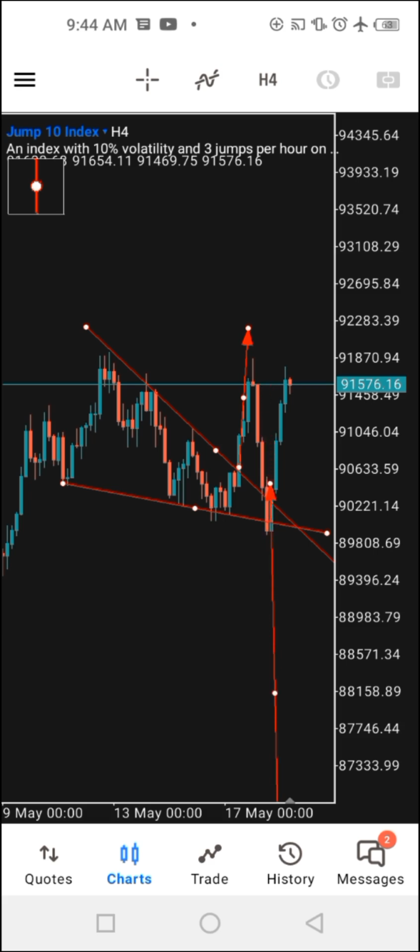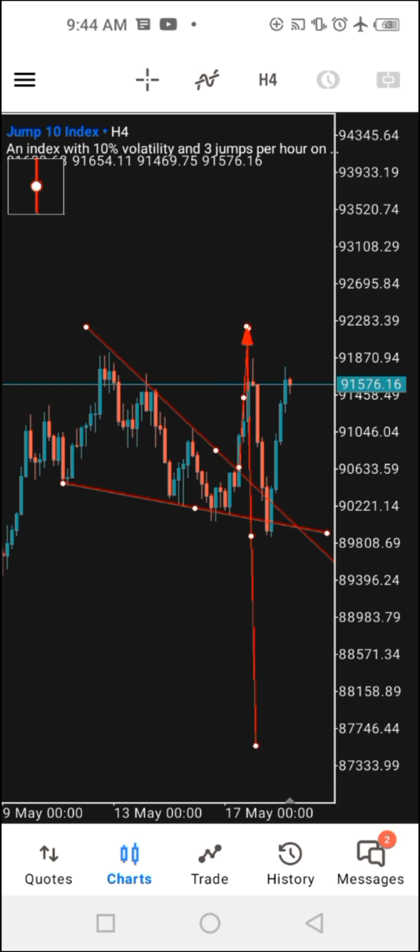A fake breakout. How do you identify a fake breakout? A fake breakout is when price comes down and breaks inside the trend line. Once price breaks inside the trend line, just know it's a fake breakout. And also price comes to touch the other trend line. This is called a fake breakout, right?